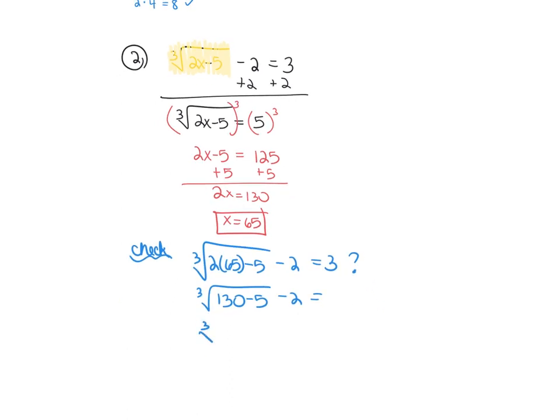And that gives us the cube root of 125, which is 5. 5 minus 2 does equal 3, so it checks.